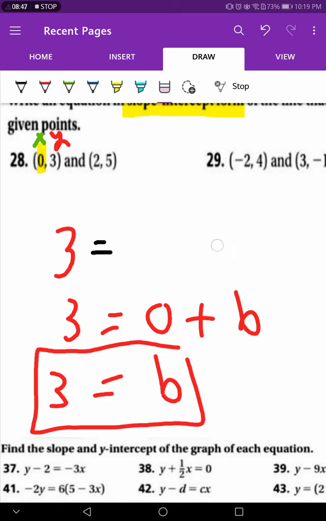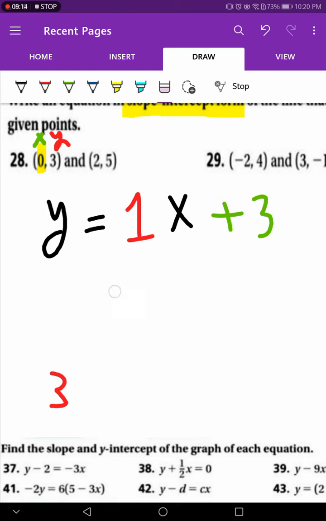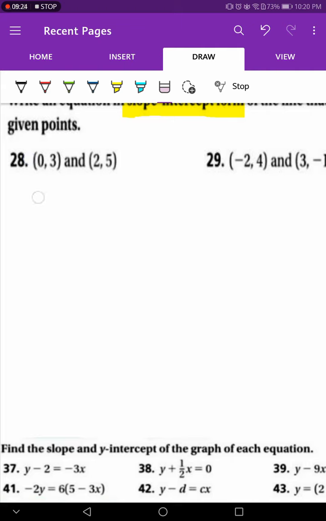Now I'm coming back to the general form of the slope intercept form, which is y equals mx plus b, and replace the m with 1 as I found before, and the b with 3. So I erase this and write plus 3. So I found the equation of the line that passes through 0, 3 and 2, 5. Okay, my dear student? Okay, now question number 29.